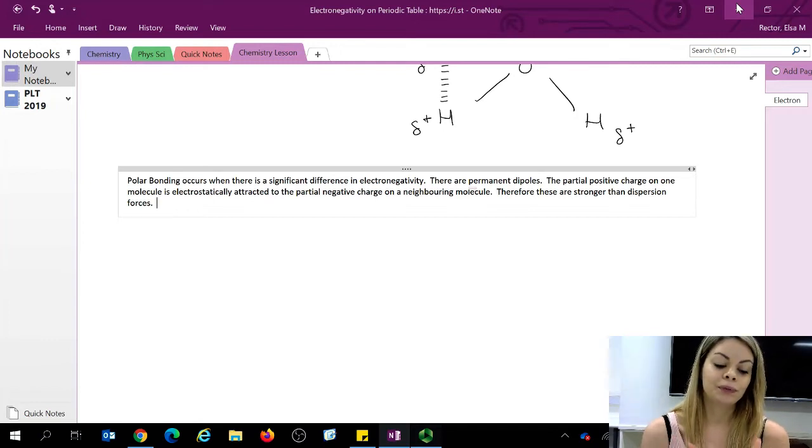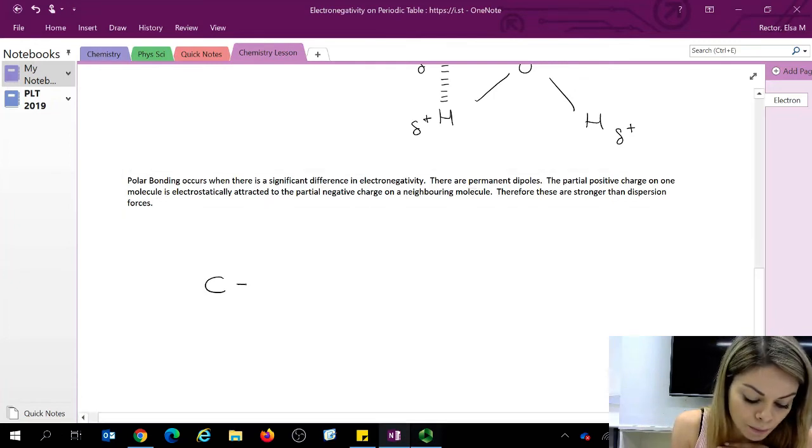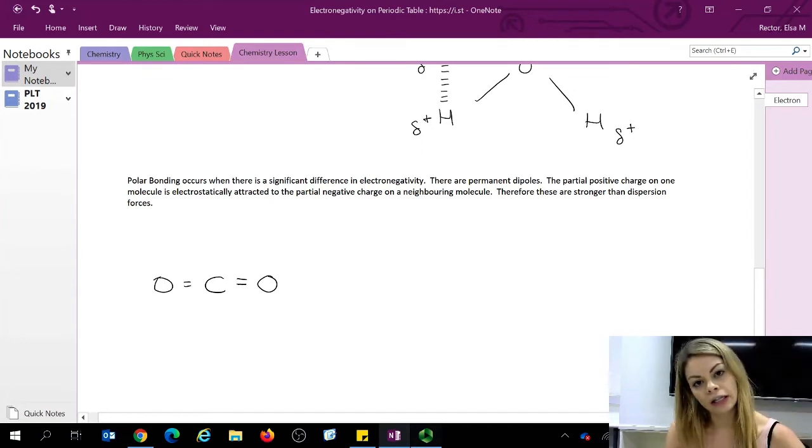So another thing that comes into play as to whether it is polar or just a regular van der Waals force is symmetry, okay? So let's have a little look at carbon dioxide. Carbon dioxide is like this, okay, in a straight line, 180 degrees between the oxygen atoms.